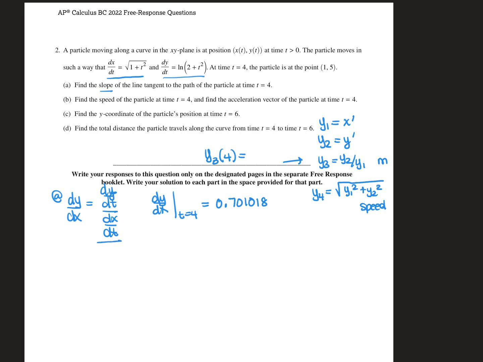Make sure you write this, dy dx is equal to dy dt over dx dt. That is sometimes the point. Always write the equations for speed, arc length, all the values that you need.